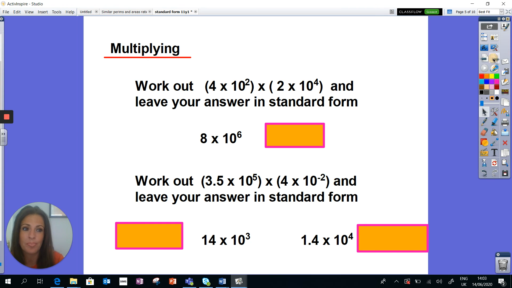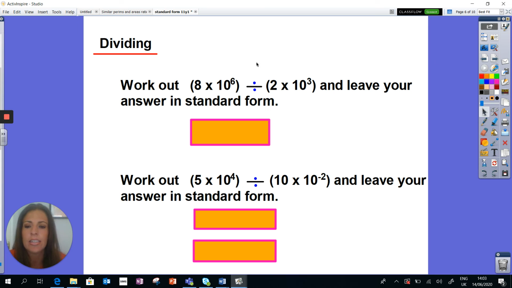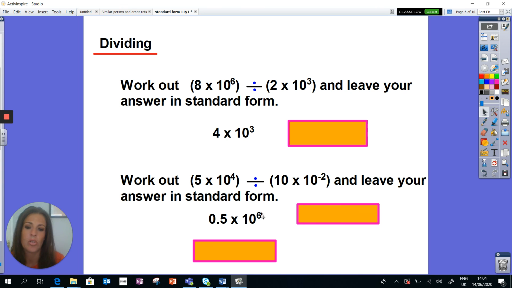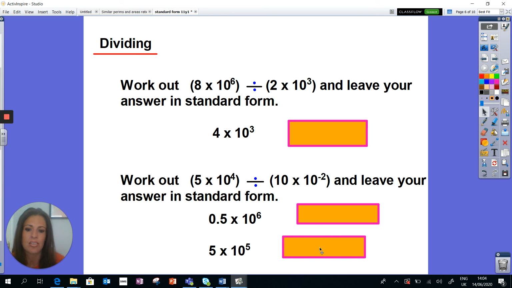So that's multiplying. And finally dividing. 8 divided by 2 is 4, and the powers get subtracted when we're dividing. So we end up there with 4 times 10 to the 3, and that's perfect. With this one, because we're doing 5 divided by 10, which is 0.5, and then 4 take away minus 2, which is positive 6, we end up with 0.5 times 10 to the 6. That's not correct yet, needs a tweak: 5 times 10 to the 5.